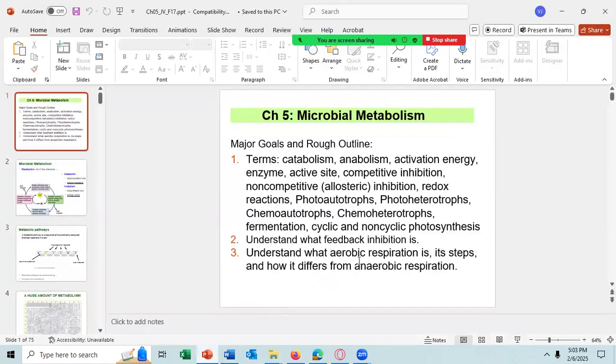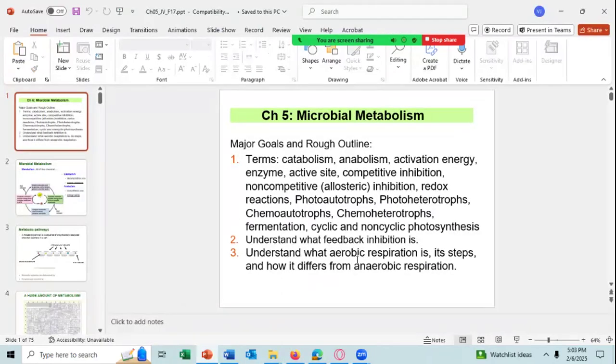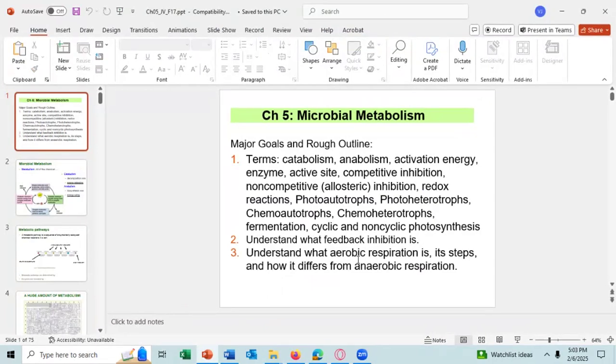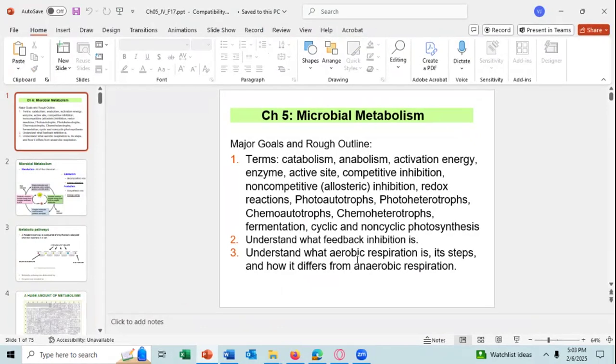All right, chapter 5, microbial metabolism. This slide is showing you the major goals in the rough outline. Know the terms of this chapter. What's catabolism, anabolism? What is the activation energy? What is an enzyme? What's the active site of an enzyme? What is competitive inhibition? What's non-competitive or allosteric inhibition?